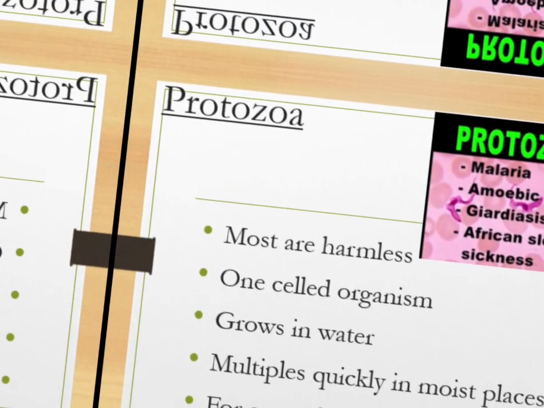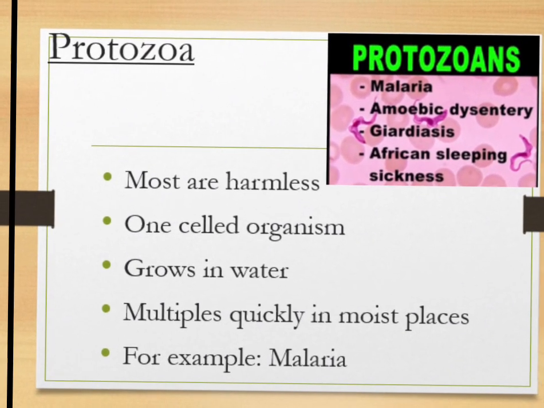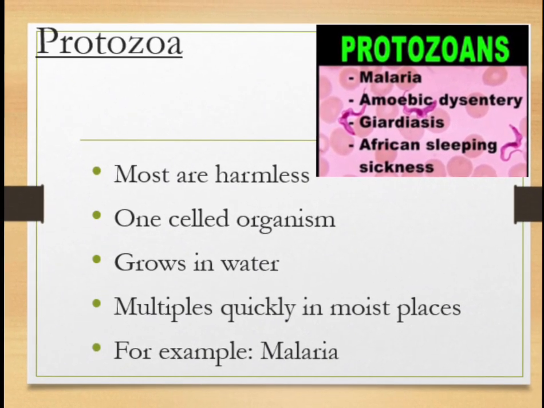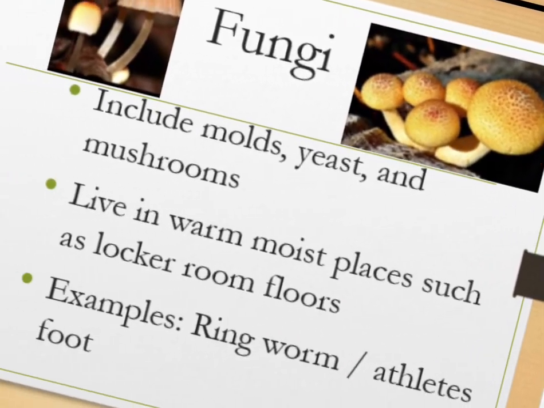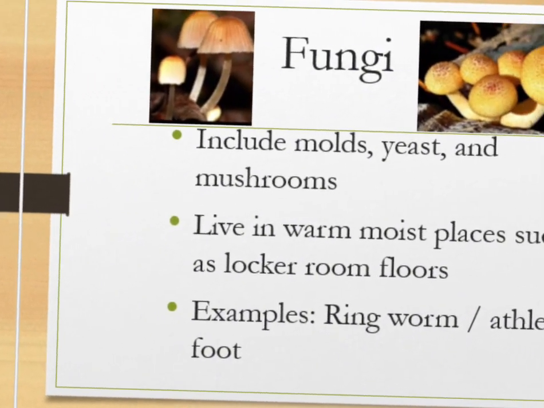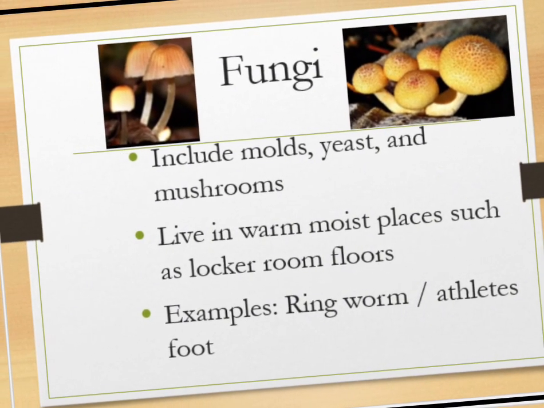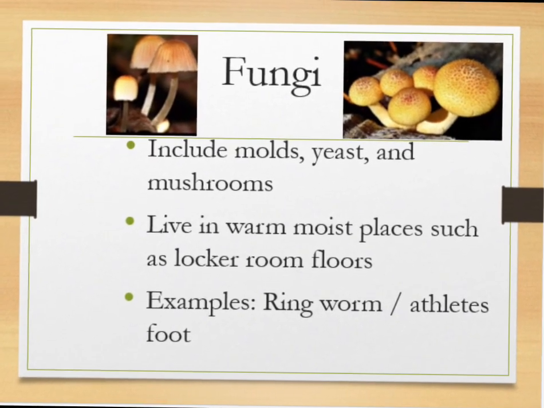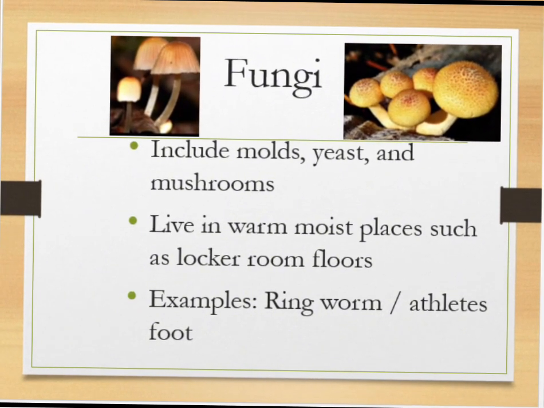We want to look at protozoa. Most of the protozoa are harmless. They are one-celled organisms. They grow in water. They multiply quickly in moist places. For example, malaria. We want to look at fungi. Fungi include molds, yeast, and mushrooms. They live in warm, moist places such as locker room floors. Examples of fungi are ringworm and athlete's foot.